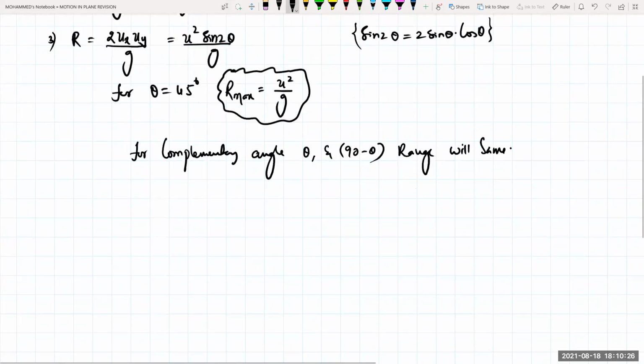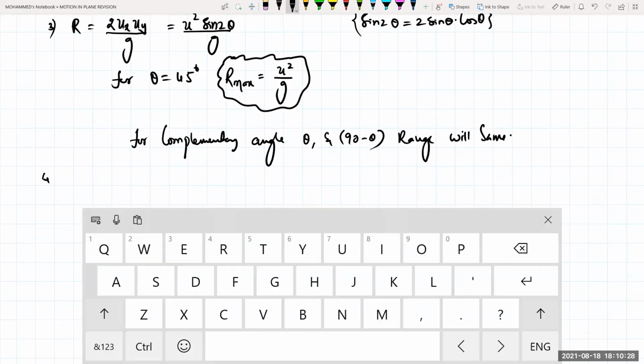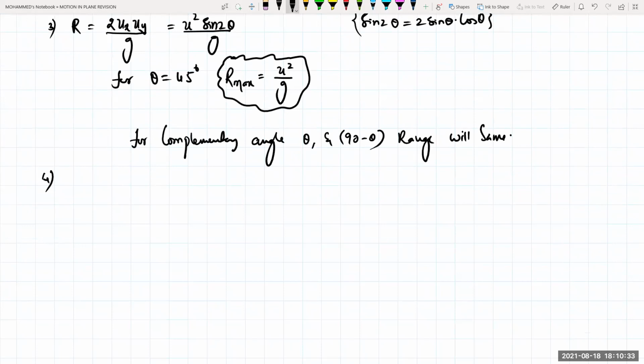Yes, sir. Sure. Next one, and very important, is about your times of flight in terms of range. If I take the product of the times, T1 into T2, that will be equal to 2 times R by g. Very important relation. The product of time of flight for which the range is same. T1 into T2 will be equal to 2R by g. Okay? T1 and T2 are the times of flight for which we have the same range.